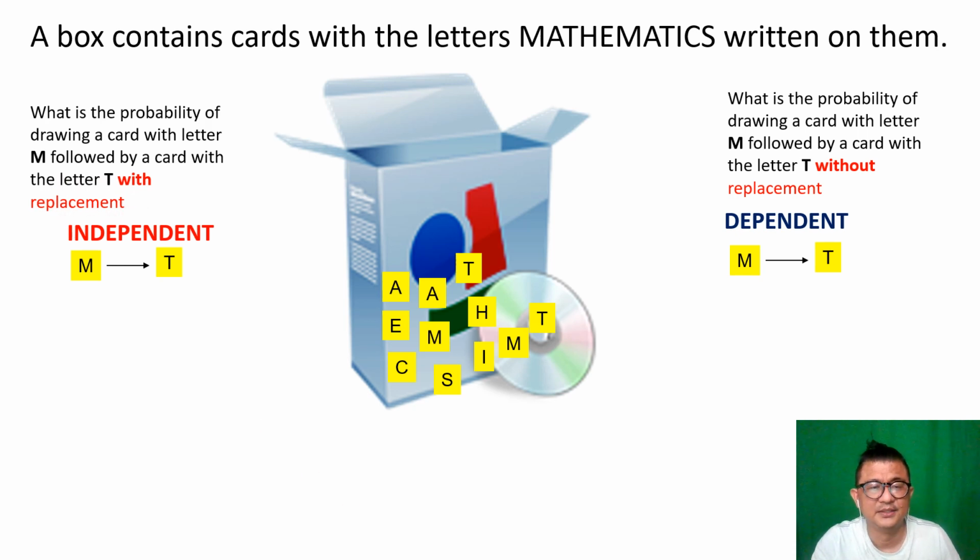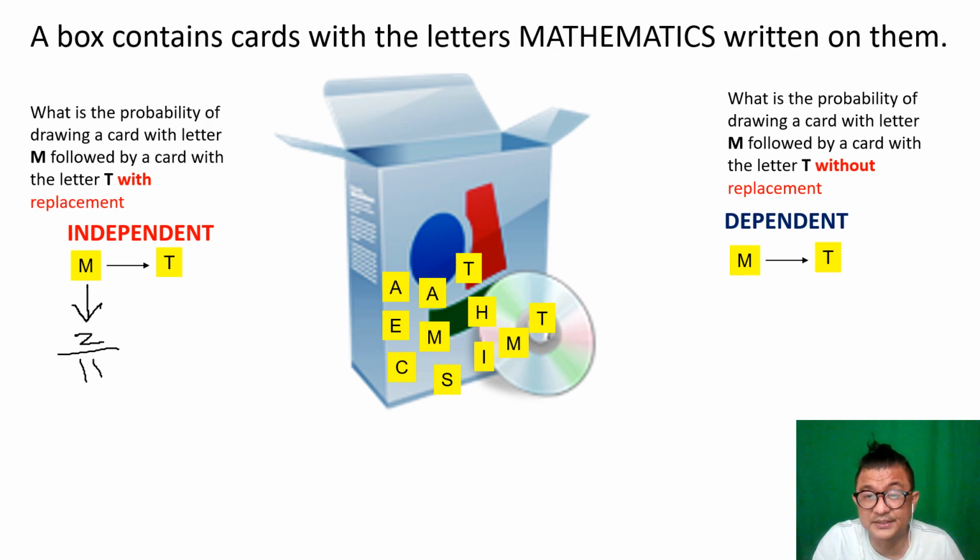Okay, that's easy. So let's start with the probability of getting an M. Let's count everybody. That's 1, 2. There are only two letter M's out of how many? 1, 2, 3, 4, 5, 6, 7, 8, 9, 10, 11. So 2 out of 11. But you didn't take that M. You put it back.